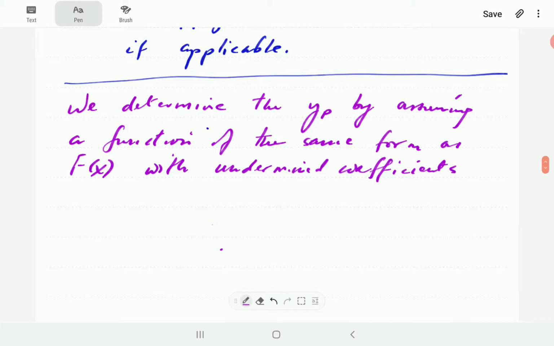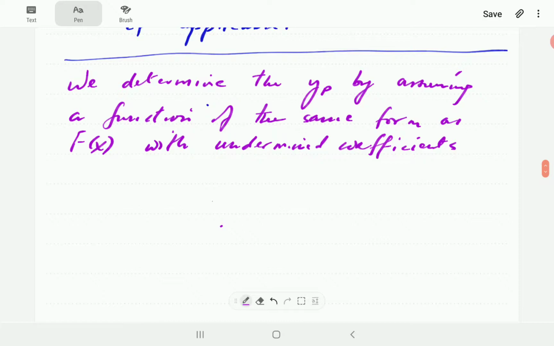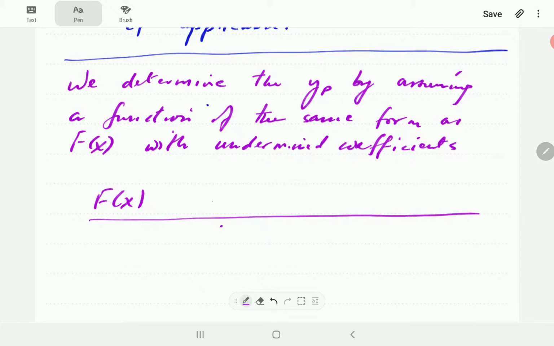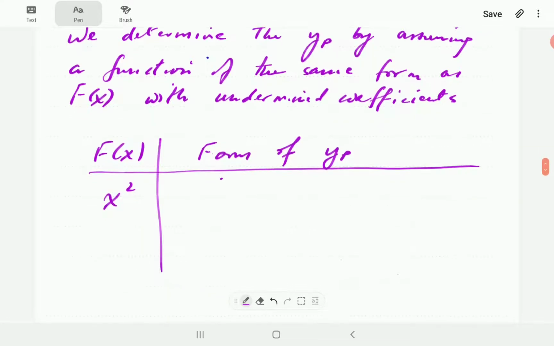So how does this work? Let's list some forms of f that may appear. If f of x, for instance, is a polynomial, then here I'm going to put the form of yP that we are going to use. So suppose f of x is a quadratic term. Then what we're going to do is, for yP, we are going to assume a quadratic of the most general form.